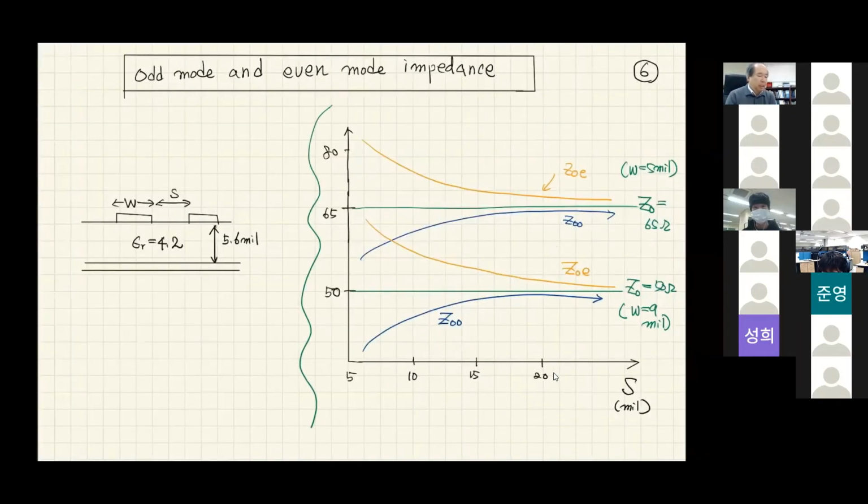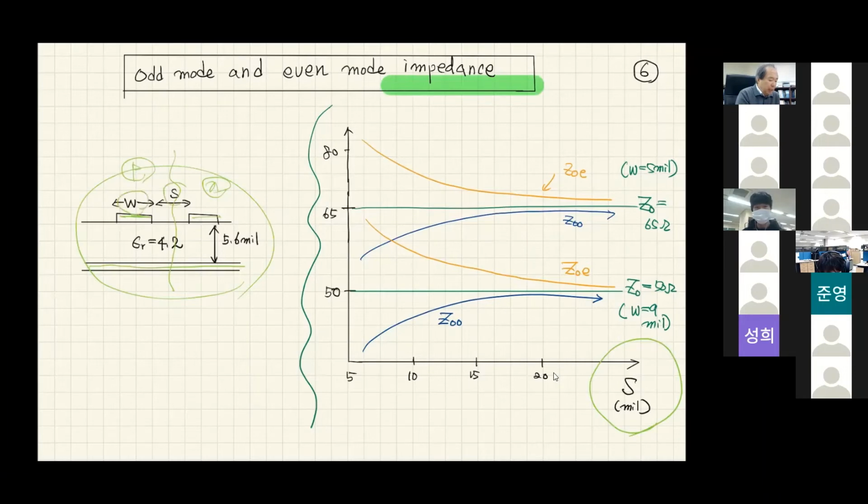Now, let's talk about impedance first. What I would like to say is that this graph shows this. Let's assume this is a microstrip differential line scheme. We have a ground plane. We have one line, usually called the P line. We have the N line here. We have a virtual ground. And I would assume that we have W and S.